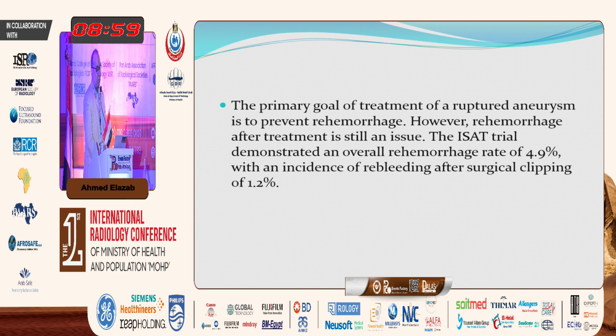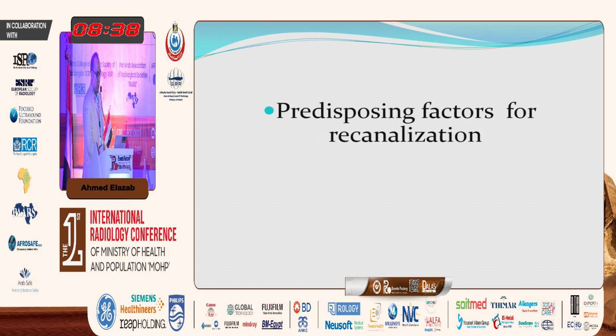The primary goal of treatment of ruptured aneurysm is to prevent rehemorrhage. However, rehemorrhage after treatment is still an issue. The ISAT trial demonstrates that there is about 4.9% rehemorrhage after endovascular treatment, and it was 1.2% after microsurgical clipping. Predisposing factors for recanalization.